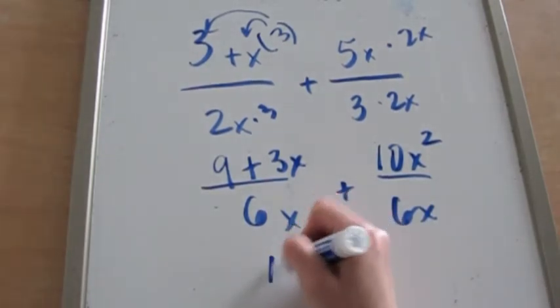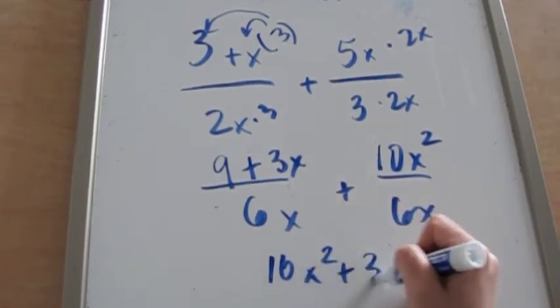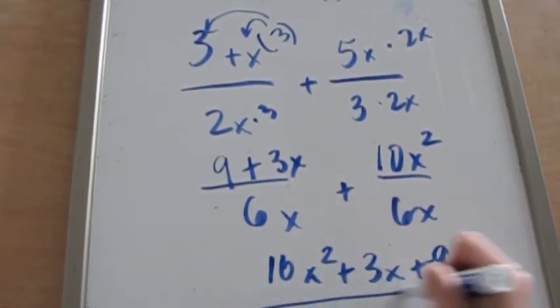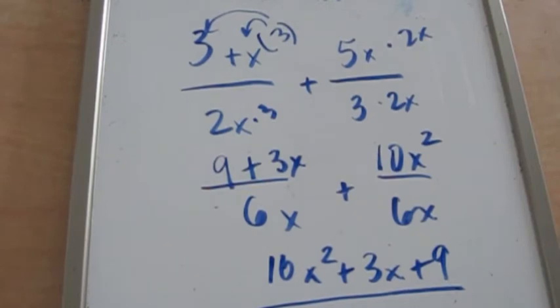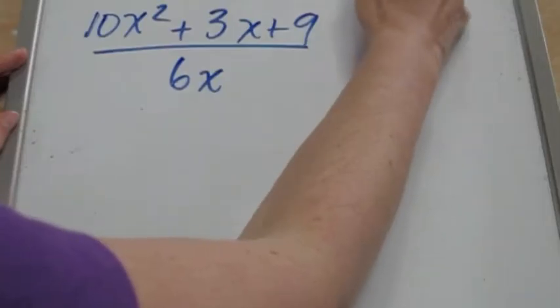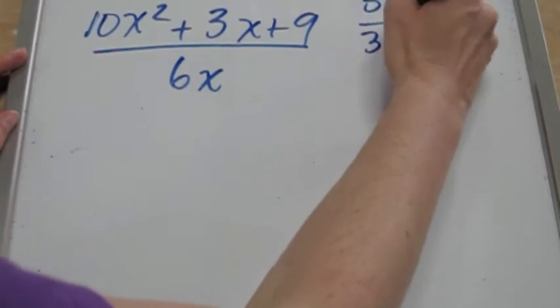I have a common denominator now, so I do what I was doing before and just combine the numerators. 10x squared plus 3x plus 9. It's good to go ahead and write it in standard form because then you can figure out easily if it needs to be factored or not. Looking at this, I don't see a GCF, but I do need to know if it can be factored or not.